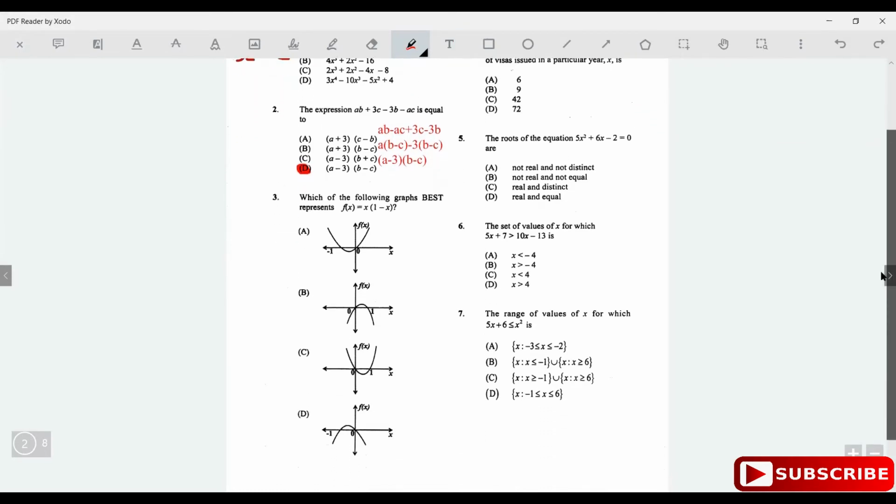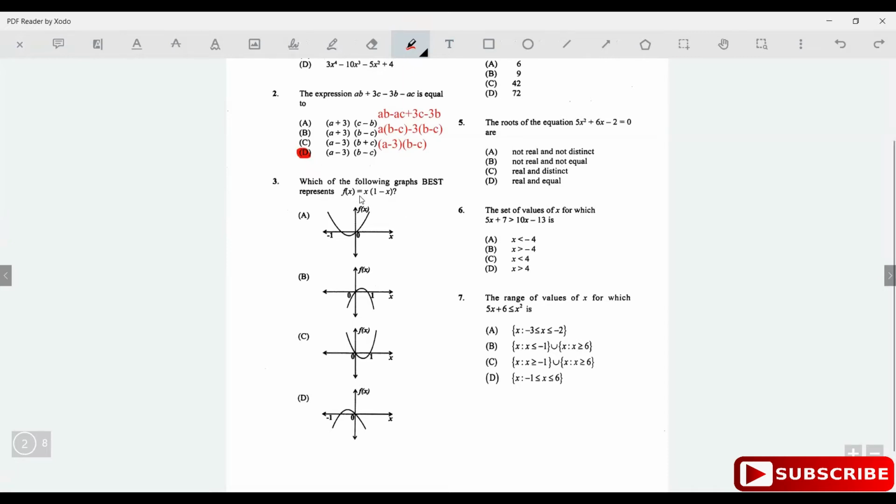All right, the third question says, which of the following graphs best represents f of x equal to x times 1 minus x? First and foremost, if you expand this function, you get x minus x squared. In standard form, the coefficient of x squared is negative, and so automatically we know that it frowns.